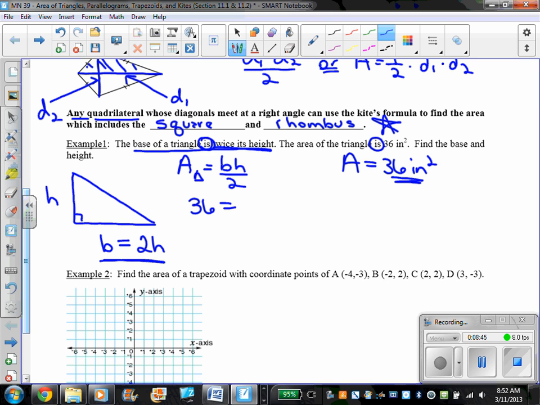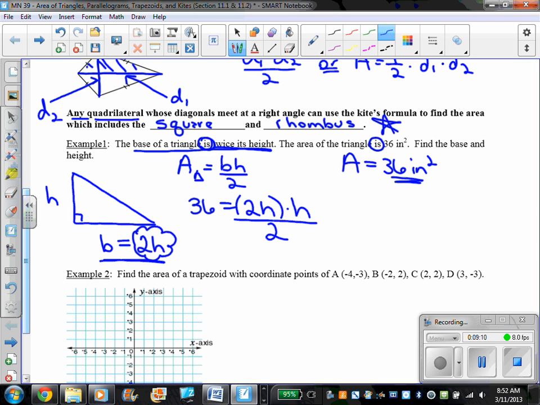The base of the triangle is actually equal to 2h, so I'm going to substitute that in for the base. Actually, look at what I did. I put a b there instead of an h. Let me try that again. 2 times h. And the height is just the height. We have no idea what that is, and we can't replace it with anything. We have to remember to divide by 2 here.